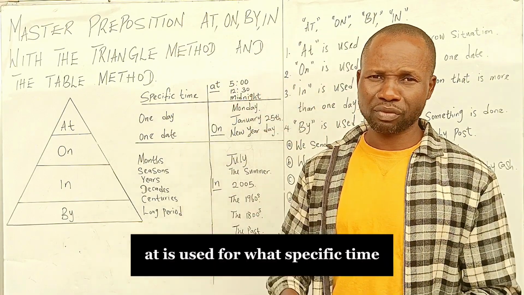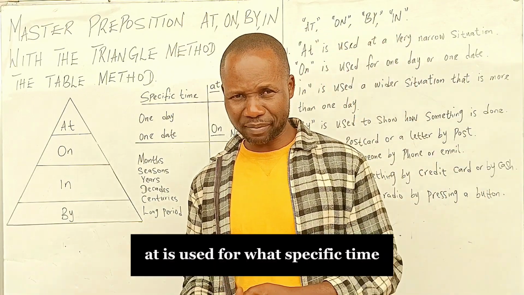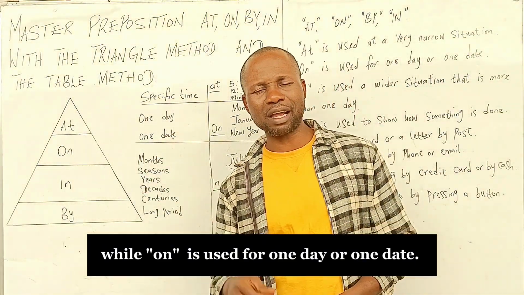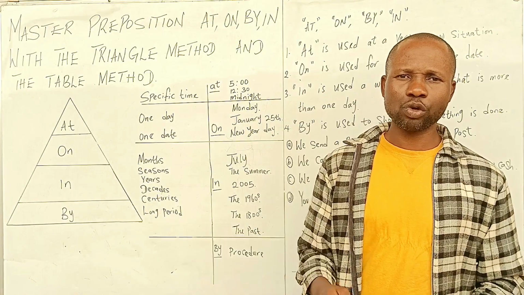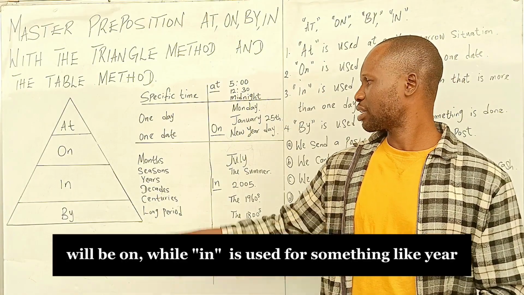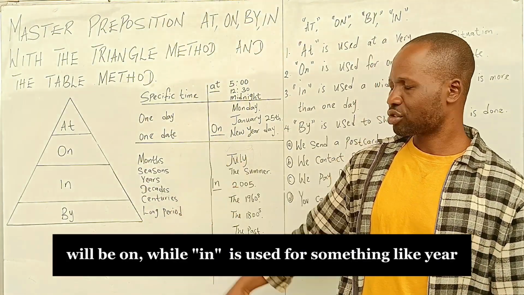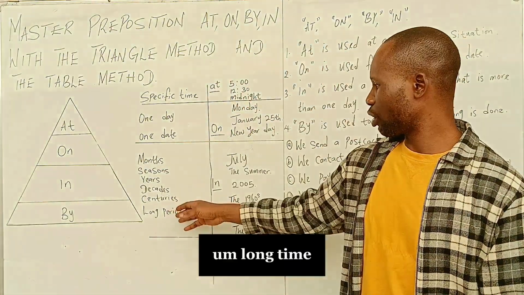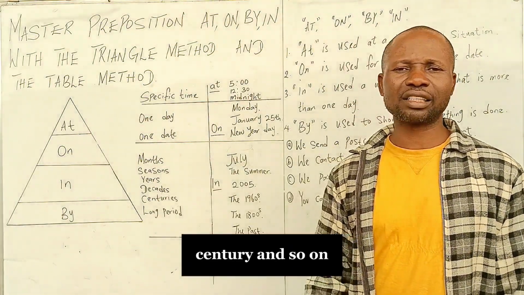At is used for what? Specific time. While on is used for one day or one date. My birthday will be on. While in is used for something like year, month, season, long time, century, and so on.